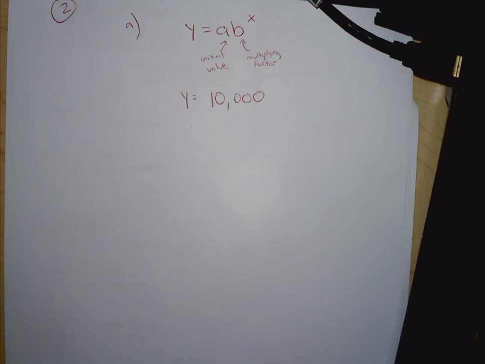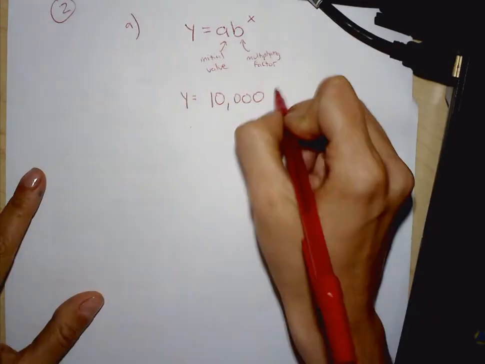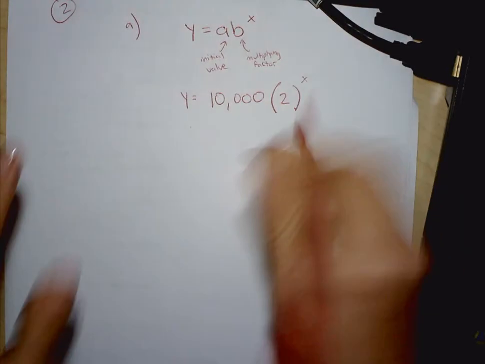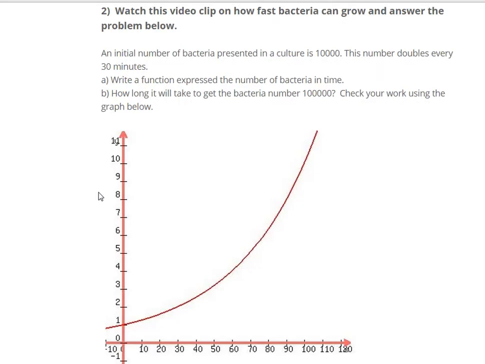And B, what I'm multiplying by each time. Since the number is doubling, that means I'm multiplying by 2. So I'm going to have 2 to the x. Now let me figure out what y and x represent. So let's go back to that problem. It says, okay, x is going to be time. It says this number doubles every 30 minutes. This is the tricky part.